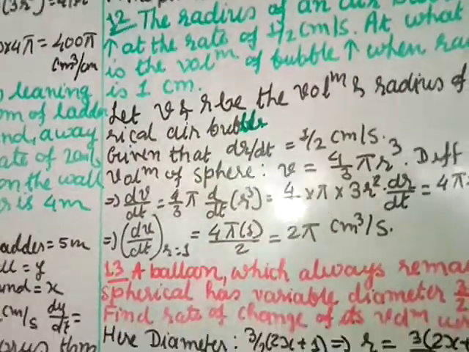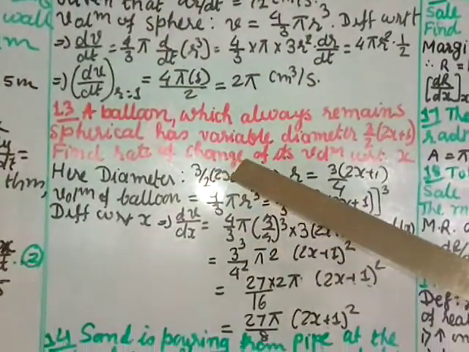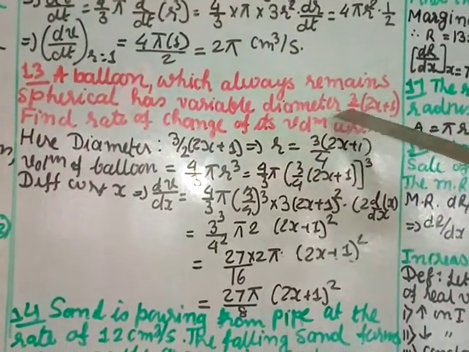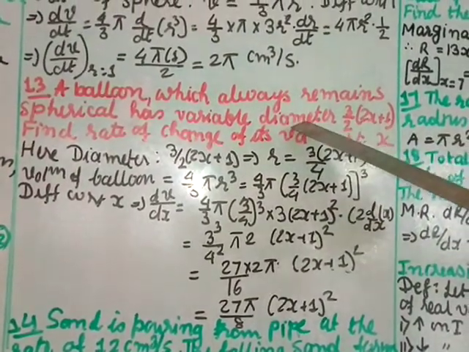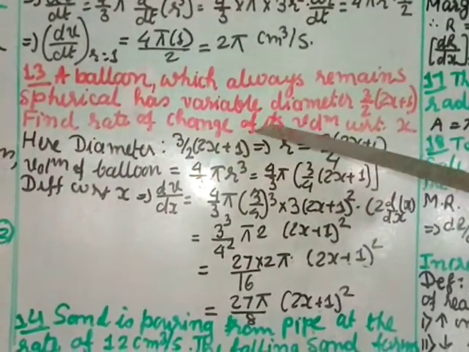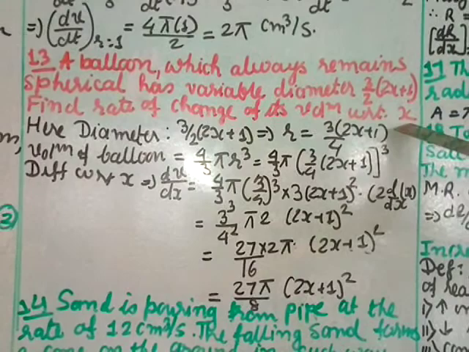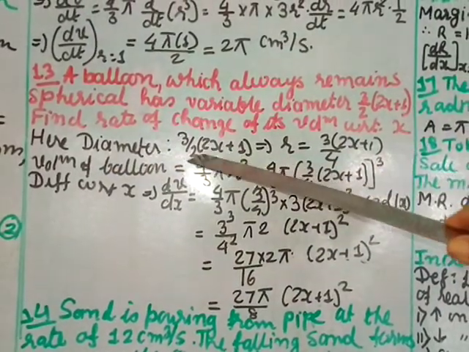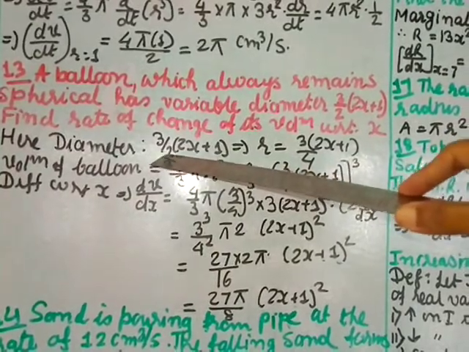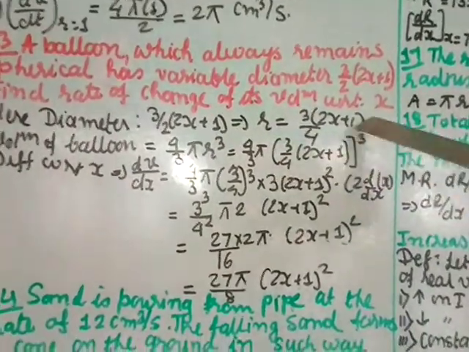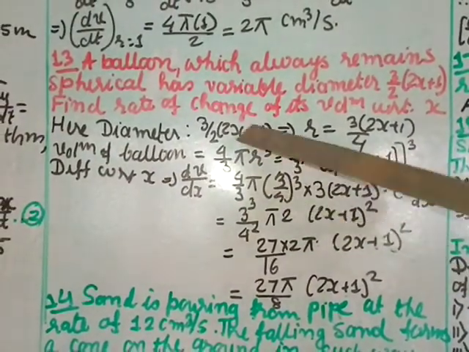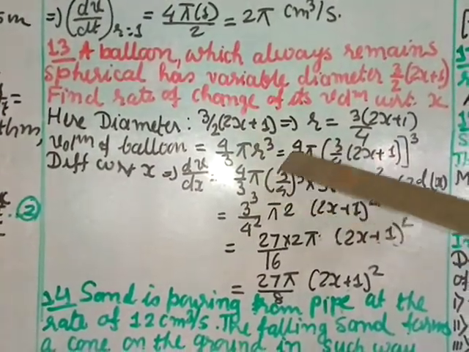Question number 13. A balloon which always remains spherical has variable diameter 3 by 2 (2x + 1). Diameter is given, so I'll convert into radius by dividing by 2. Find rate of change of its volume with respect to x. Here diameter is given 3 by 2 (2x + 1). So radius will be d by 2. So I divide by 2, so here multiply by 2 here. So 3 by 4 (2x + 1). Now volume of the balloon, which is a sphere, so you use volume of the sphere, that is 4 by 3 pi r cube.